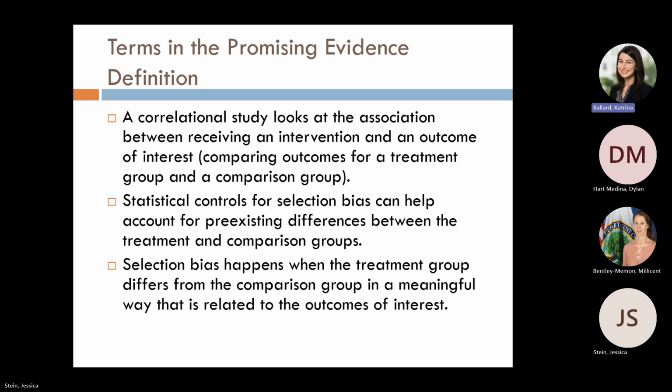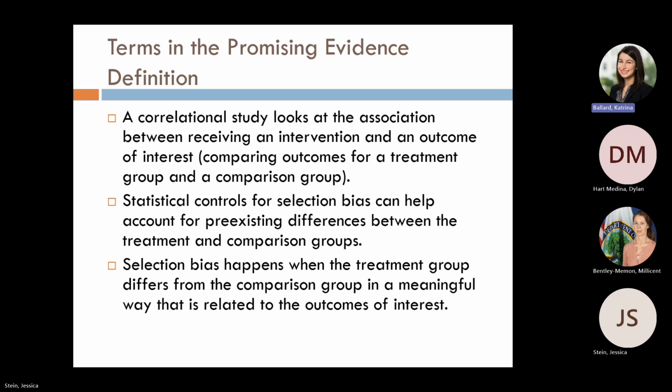These are some of the key terms from the promising evidence definition. Understanding them will help you understand how to design your evaluation to build the evidence base for your work. A correlational study looks at the relationship between an intervention and an outcome. This type of study shows how outcomes may vary with the receipt of the intervention. Note that intervention is a general term that can refer to any critical component of a project, as well as a group of critical components. An intervention can be a process, product, strategy, practice, program, or policy.